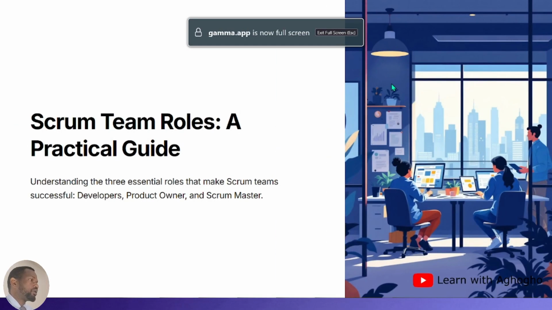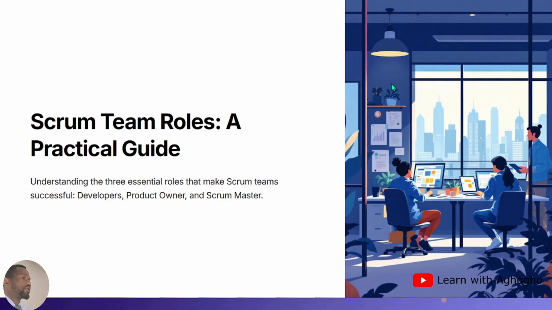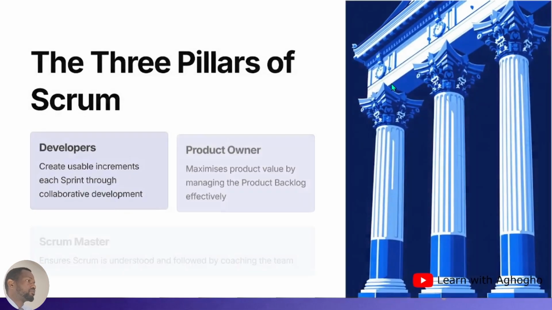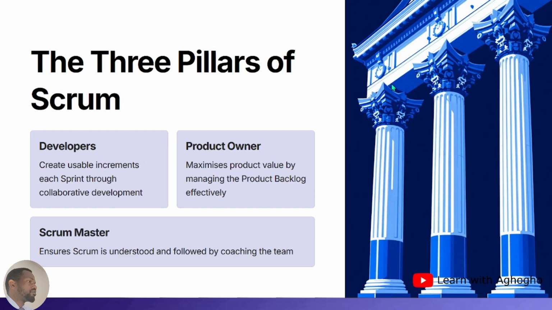So on this one, we'll be looking at Scrum team roles, a practical guide. We want to understand the three essential roles that make Scrum teams successful. These three roles are developers, product owners, and Scrum Master. The three roles are, as I've previously highlighted, developers, product owner, and the Scrum Master.